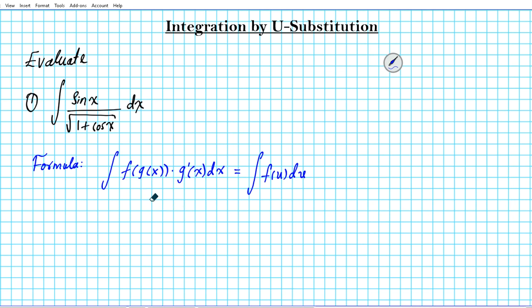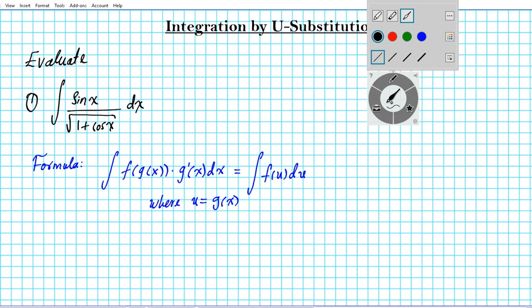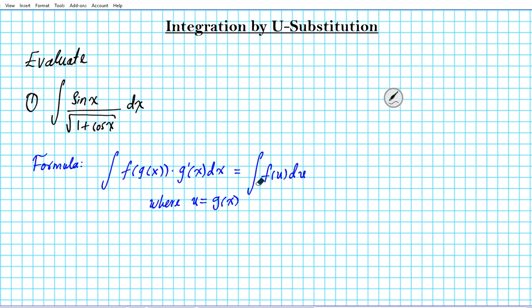This happens where u is equal to the inner function g of x. The big advantage of the U substitution method is that it enables you to rewrite complicated integrals in a simpler format that enables easy integration. So let's take a look at how this works with this example right here.